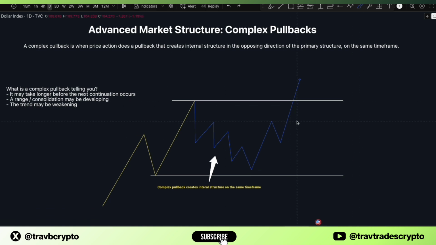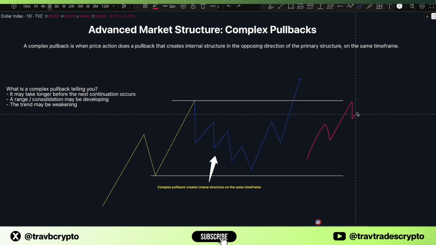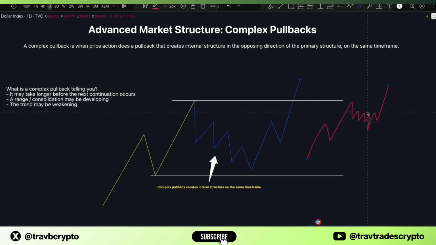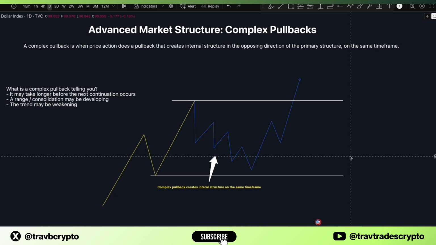However, sometimes when the market may be losing some momentum, maybe needs to reaccumulate, there's many different reasons, it might perform a complex pullback that looks something like this. Now, what is a complex pullback telling you? Well, it could be telling you that the market may take a little bit longer before the next continuation occurs.